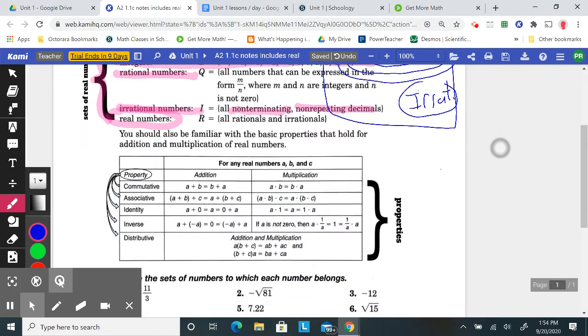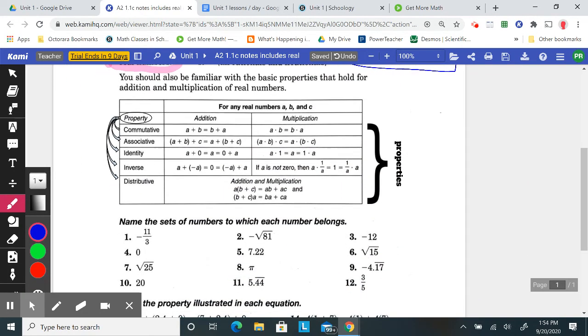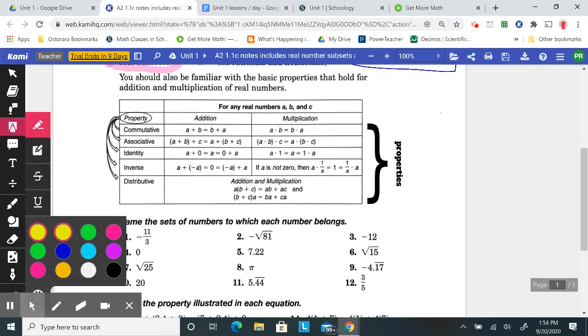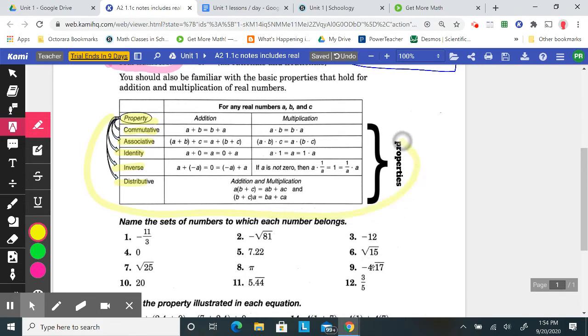The other thing on this set of notes that you can go back and look at any time are the properties. These are properties you've been using for years. Properties such as commutative, associative, identity, inverse, and distributive. So these are the properties you need to be familiar with from Algebra 1, but now in Algebra 2. Remember, the commutative property is when you can switch the order. A plus B or B plus A is the same answer. Also works for multiplication.